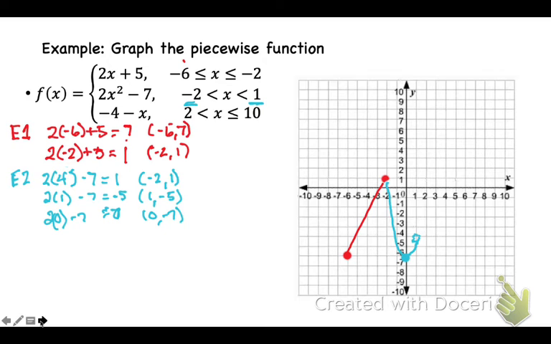Wait, would these circles be open, right? Yes, but you're using the same one, negative 2, 1 was shared. What about the third one? The third one's in between negative 2 and 1, so it's included. So I close it? Mm-hmm. Everything in between there's included.